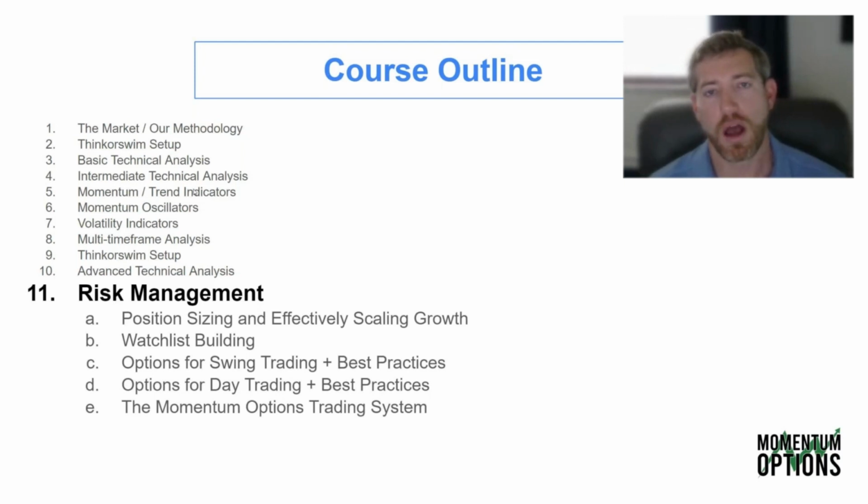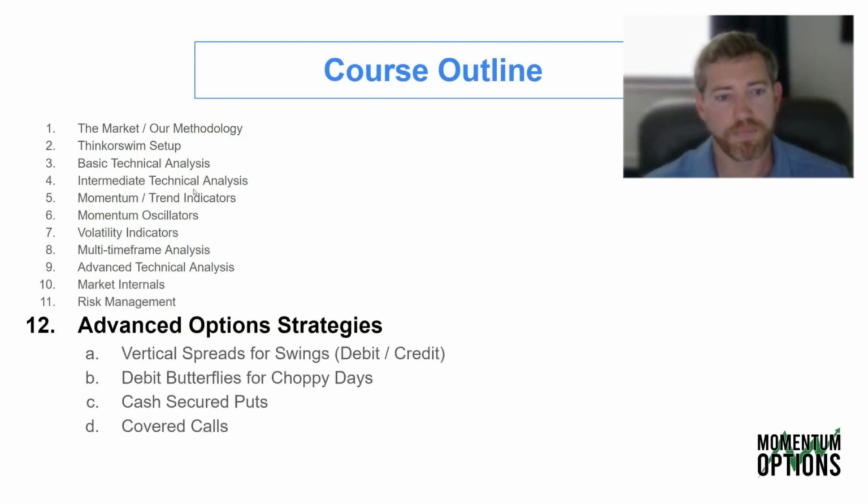Then we're going to talk about how to build an effective watch list and how to choose the right options for swing trading, my best practices, and how to choose the right options for day trading, my best practices. We'll talk about the momentum options trading system and how it really shows you all of these things. It performs all the technical analysis, multi-timeframe analysis, and Fibonacci analysis. It analyzes all of our EMAs, our oscillators, our indicators, and everything in order to only signal high probability trades that are actually likely to continue in our direction. So we'll talk more about that there.